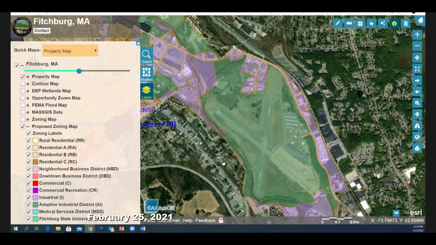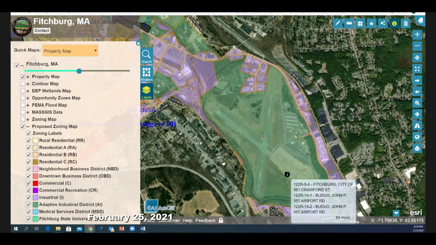And similarly, there have been discussions of bringing a restaurant to the airport. Adaptive industrial would make that a little bit easier. But we're not touching anything of substance with the airport itself, and it would still retain its existing industrial underlying designation.